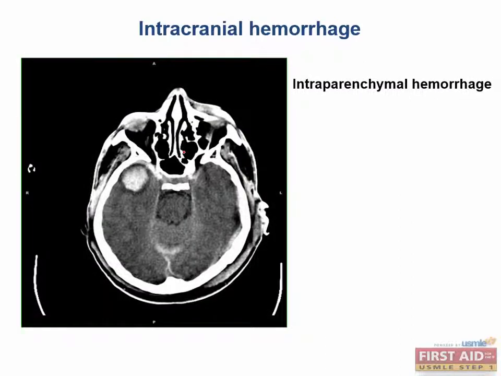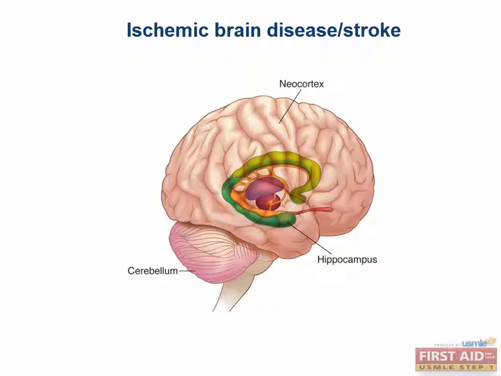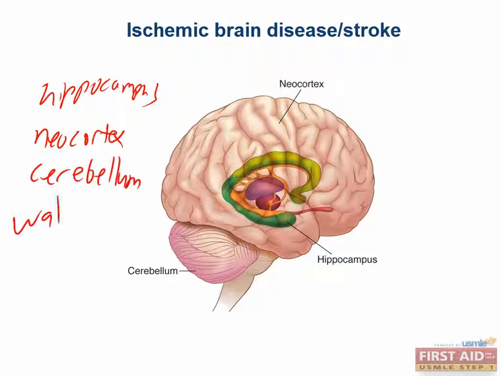The CT of an intraparenchymal hemorrhage shows a rounded area with contrast enhancement as seen here. Ischemic brain infarctions occur usually in the context of cardiovascular disease. There is decreased brain perfusion, which causes irreversible damage after about 5 minutes. Now, what are the most vulnerable areas in the brain? These are the hippocampus, the neocortex, cerebellum, and all the watershed zones.